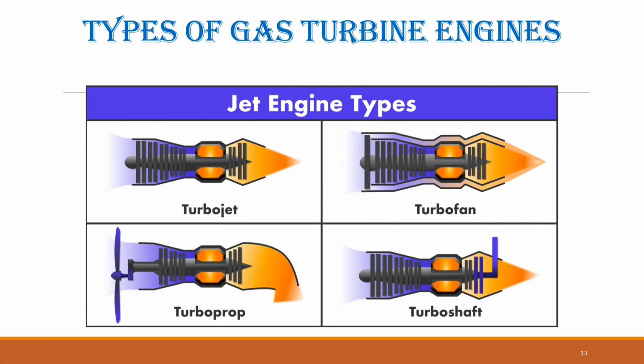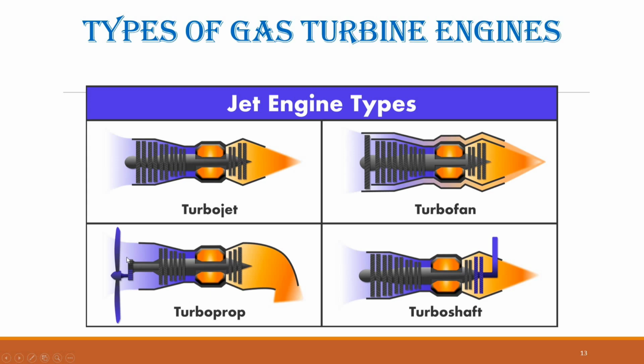Types of gas turbine engines. There are several types of gas turbine engines used in aviation, each suited to specific roles. Turbojet engines produce all of their thrust from the exhaust jet and are mainly used in military aircraft due to their high-speed capabilities. Turbofan engines, which are the most common in commercial aviation, use a large fan at the front of the engine to move a significant volume of air around the core. This bypass air increases thrust while improving fuel efficiency and reducing noise.